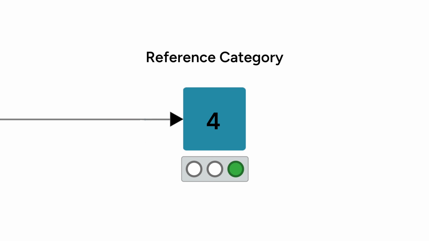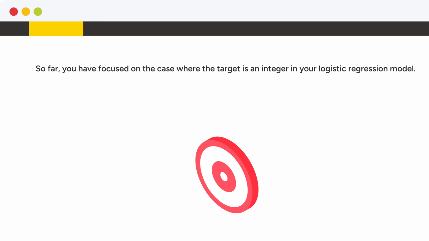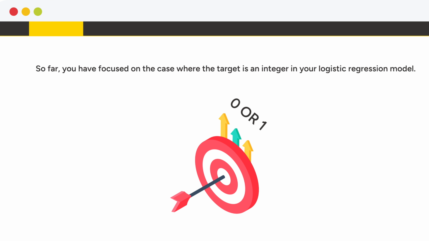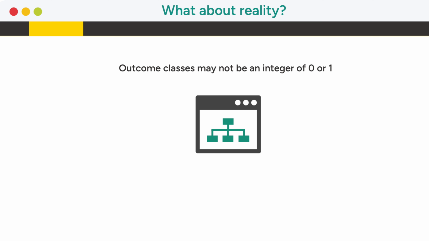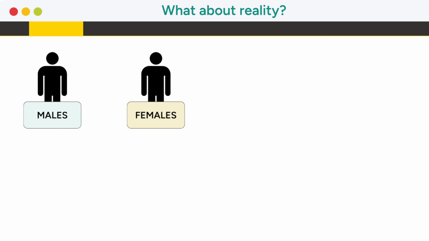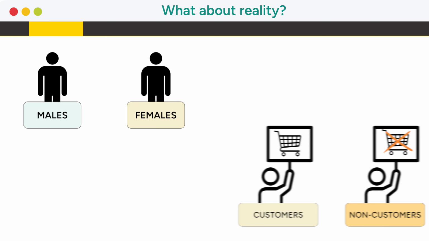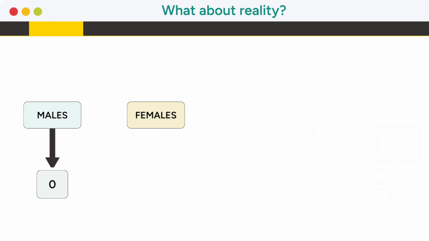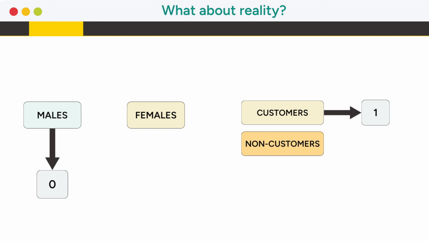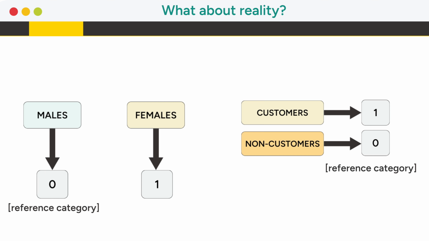So far, you have focused on the case where the target is an integer, either 0 or 1, in your logistic regression model. However, in reality, outcome classes may not be an integer of 0 or 1. Target classes may take other values, for example, males versus females or customers versus non-customer. In such situations, you arbitrarily assign one of the classes as 1 and the other class as 0. This way, you can apply a logistic regression model as described above. Often, the class encoded with 0 is referred to as the reference category.